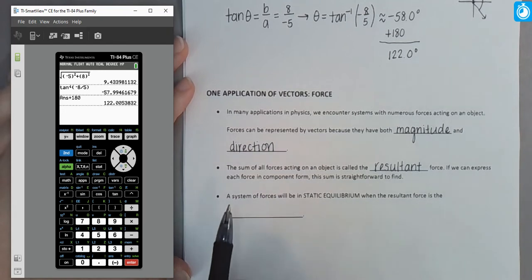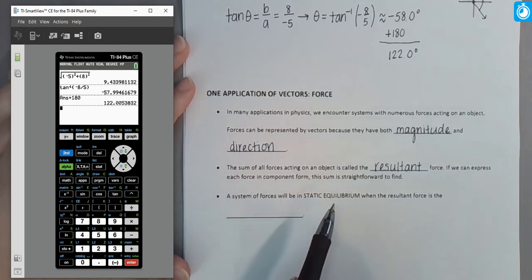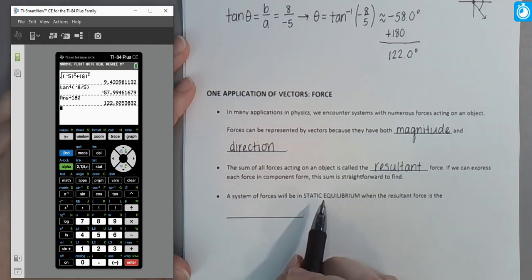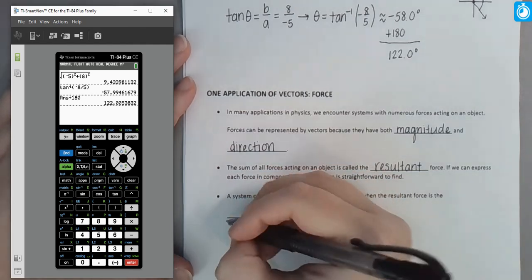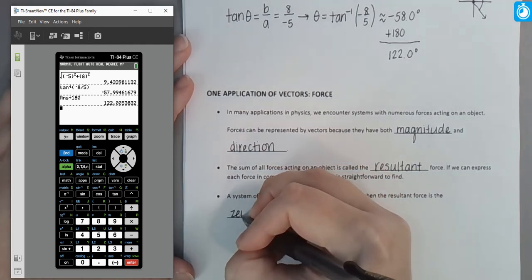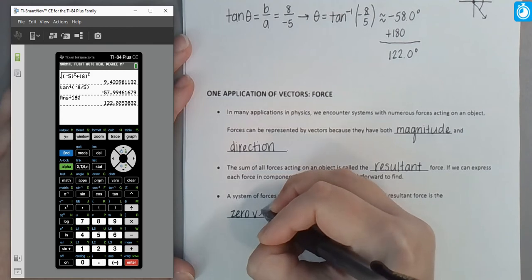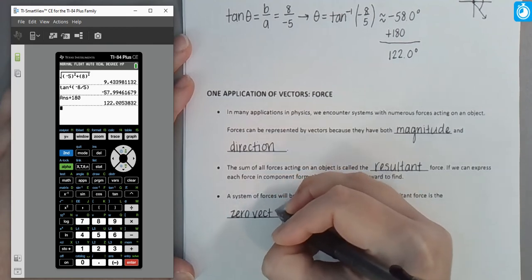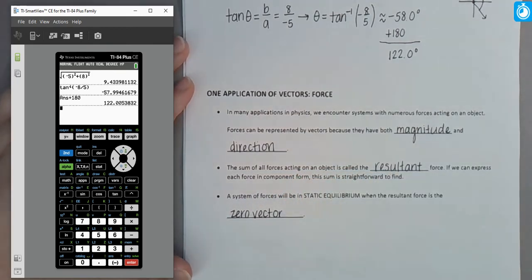An extension: a system of forces is said to be in what we call static equilibrium. The term equilibrium means balance. Static means not moving. It's in static equilibrium when the resultant force is the zero vector. Essentially, that means all the different forces acting on the object are canceling one another out. The system is balanced and the object is not moving in any particular direction.